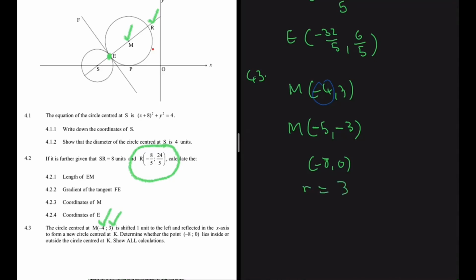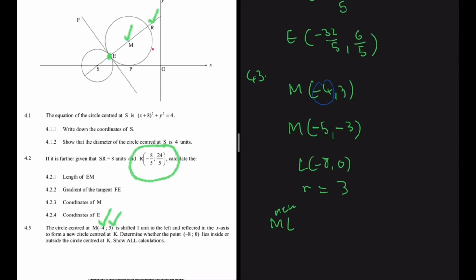So when we calculate, let's name this point L. When we calculate the distance of ML, right? M is our new center, right? If it is greater than 3, then it makes sense to conclude that the point L of minus 8 and 0 lies outside of the circle, because the radius of our circle is 3. And then if it is less than 3, then that point will lie inside the circle. And then if it is exactly 3, then it lies on the circumference of the circle.